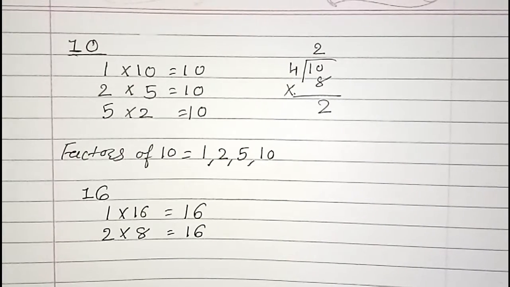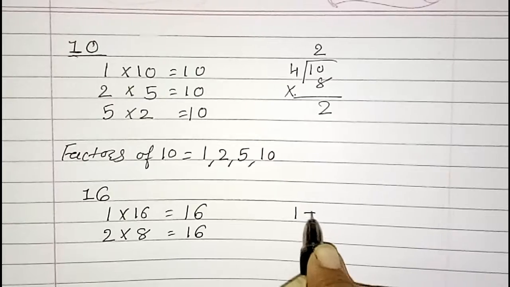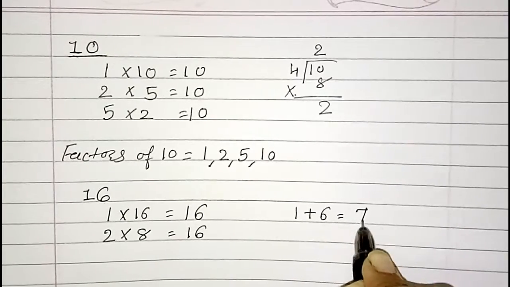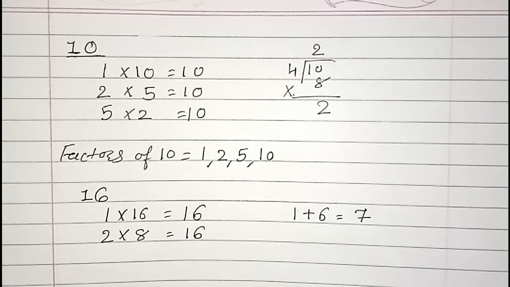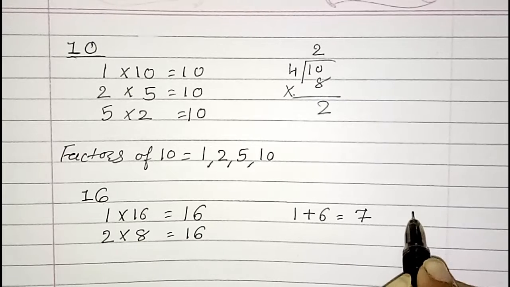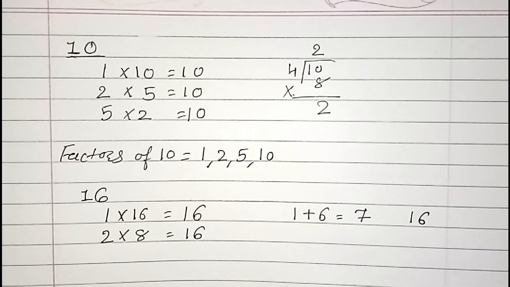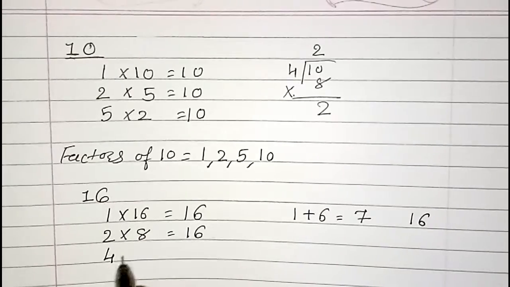Yes. Now 3. For 3's divisibility, 1 plus 6 is 7. Can 7 be divided by 3? No, it cannot be divided by 3 without remainder. So 16 cannot be divided by 3. Now 4. Let's check. Can 16 be divided by 4? Yes. 4 fours are 16.